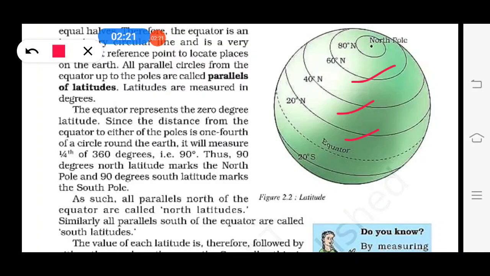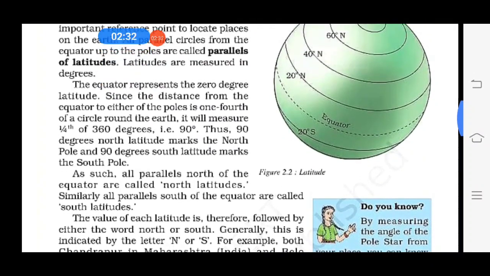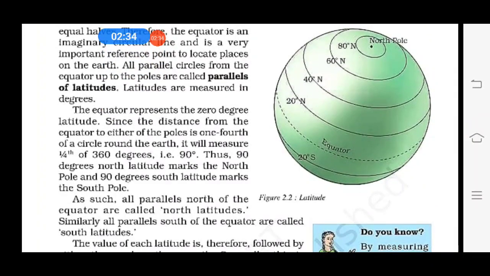For example, both Chandrapur in Maharashtra and Belo Horizonte in Brazil are located on parallels of 20 degree latitude. But Chandrapur is on 20 degree north, 20 degree north of the equator. And Belo Horizonte is on 20 degree south of it, means in southern hemisphere. Chandrapur is in northern hemisphere and Belo Horizonte is in southern hemisphere, but both are in 20 degree latitude.